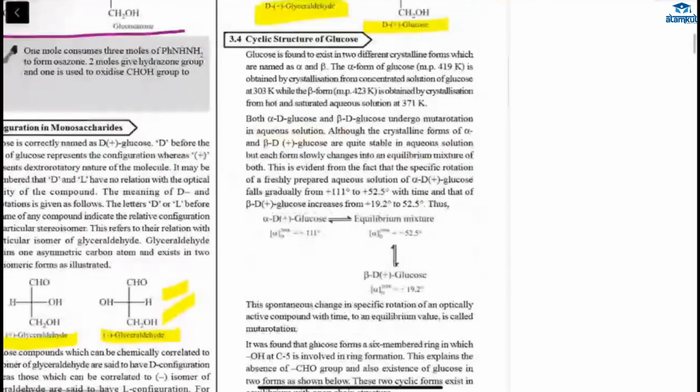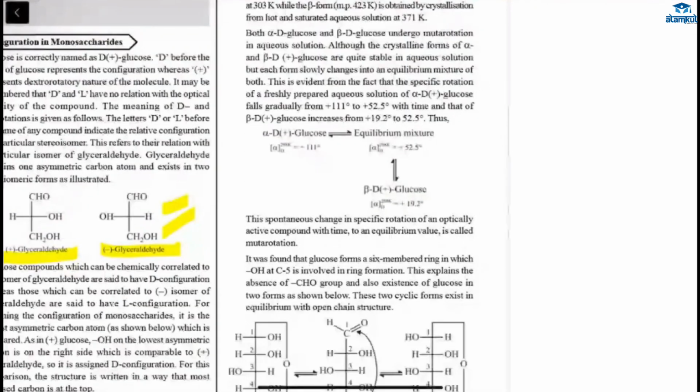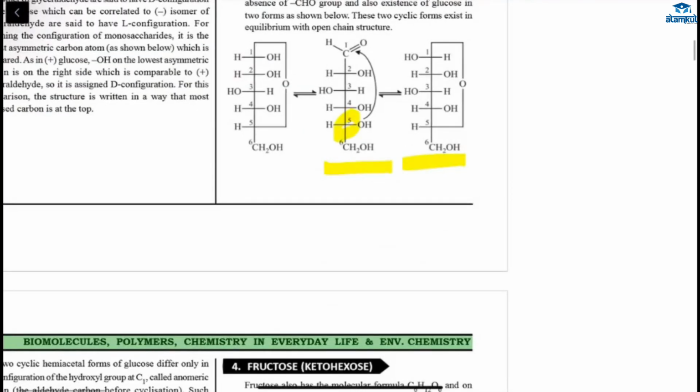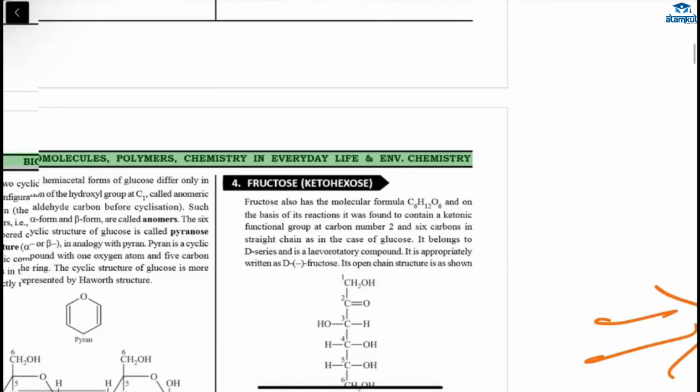Now the cyclic structure of glucose, as I've already told you: the fifth position's carbon OH group will be removed, and the first position's carbon H will be removed, and then water will get removed, and they will form the cyclic structure like this. Okay, so this is the cyclic structure. Here also see the fifth position and the first position carbon are getting reduced.